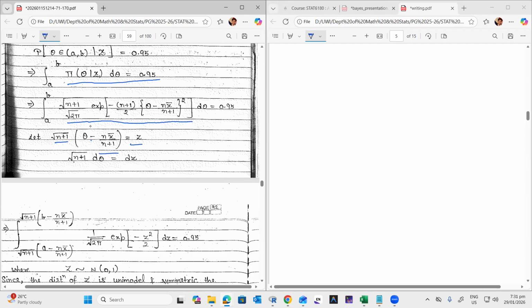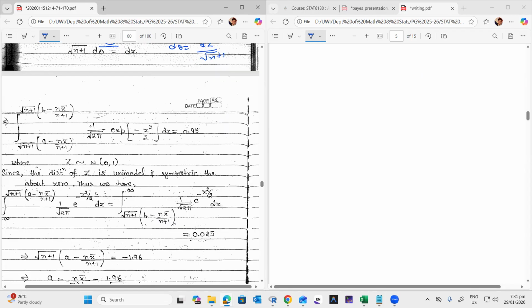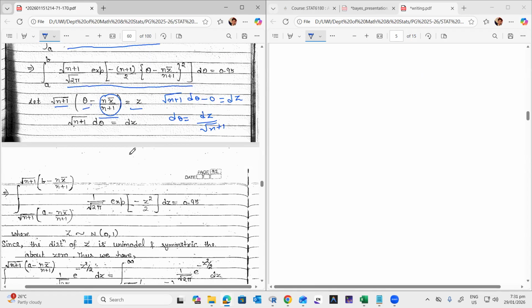All right. So when you integrate, find out the derivative. The derivative of d theta will remain d theta, so it will be root n plus 1 d theta. And this portion is a constant, so it will become 0 and then equals dz. So d theta will be equal to dz divided by square root of n plus 1. Right. Now here you can find out the values of a and b with respect to z.